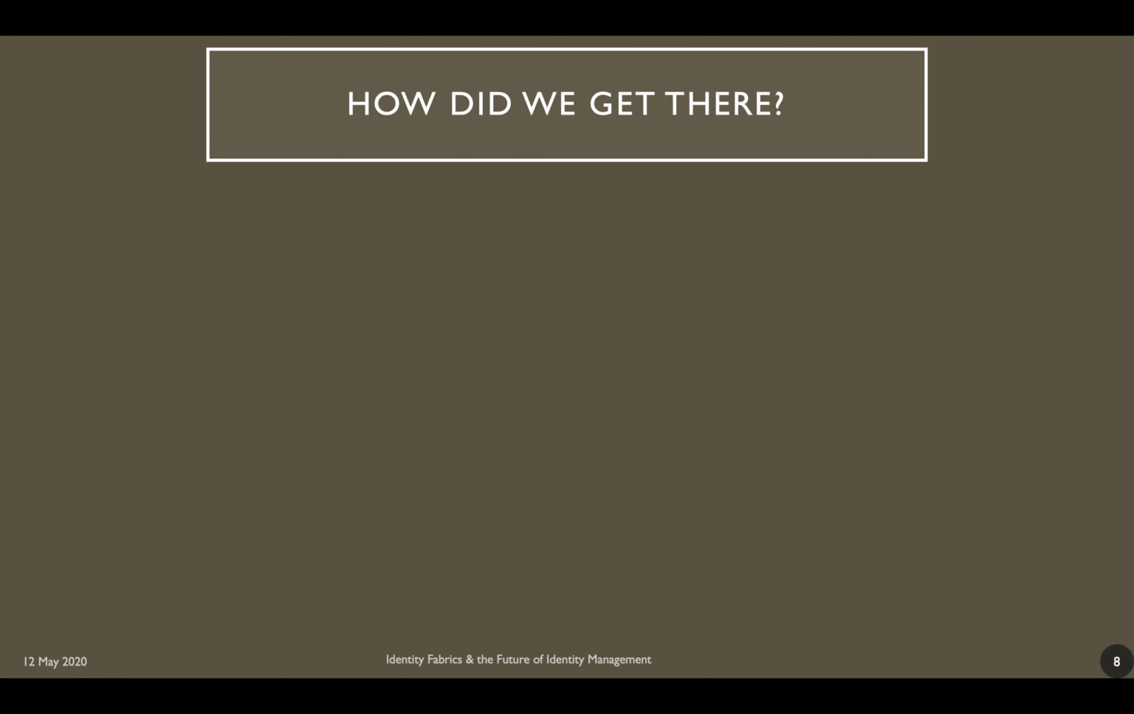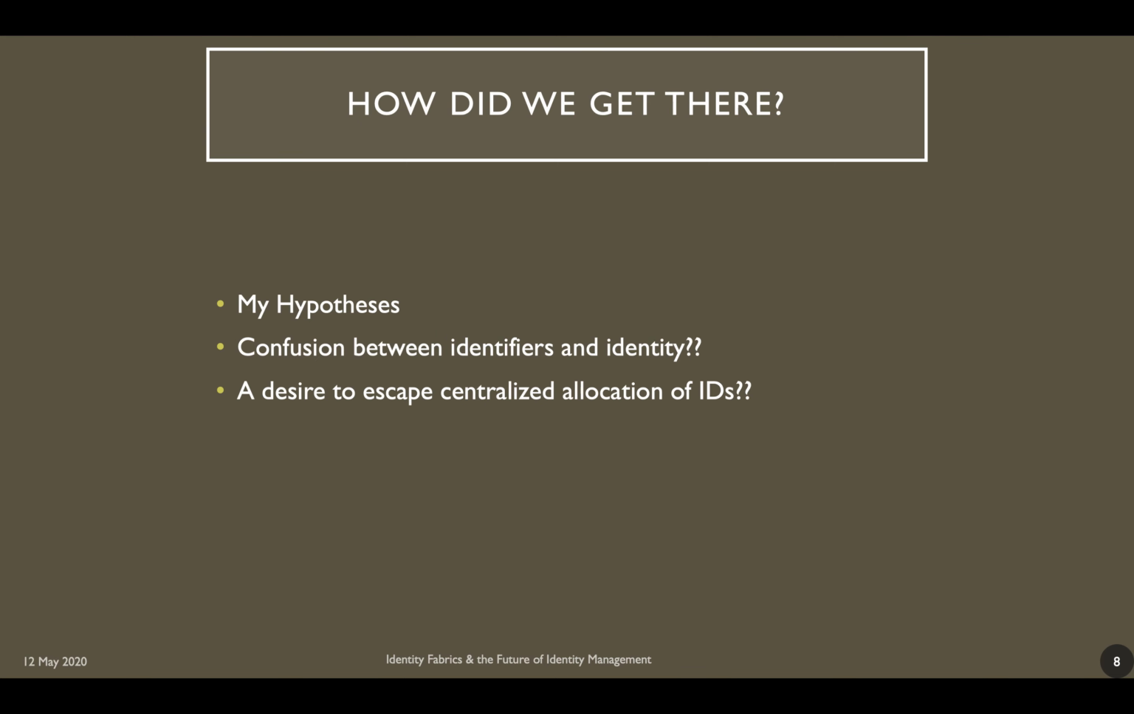So how do we get to believing that DIDs and blockchains were mandatory for building SSI? Here are my hypotheses for this. I might be wrong, but anyway, they're my best guesses at why many people believe they're mandatory. First of all, confusion between identifiers and identity. I've come across this a lot in my academic career, and it is quite prevalent.